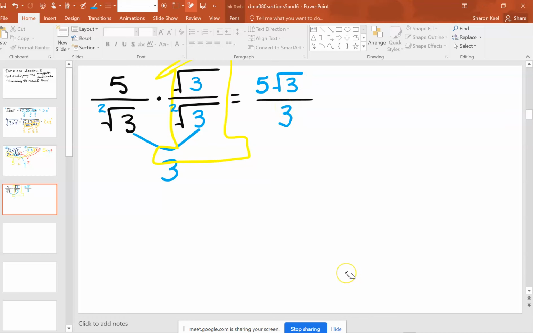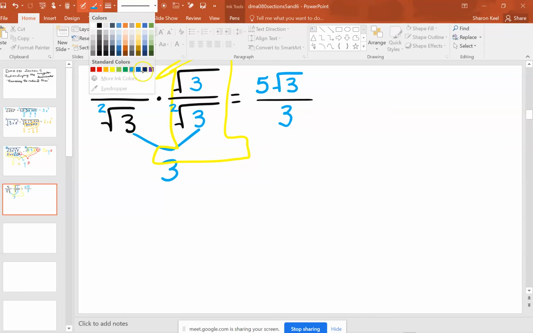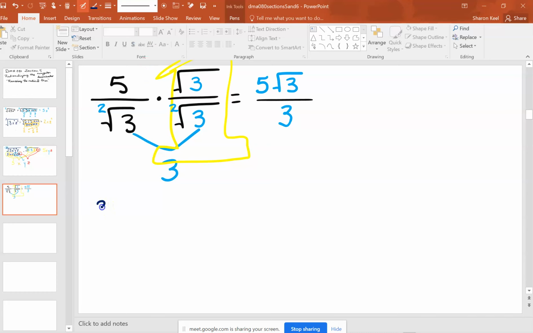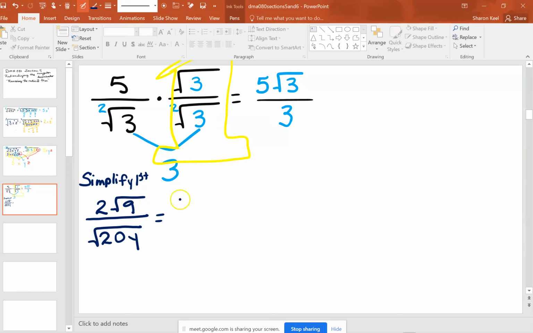Let's look at number 6 on that same page. Number 6, we have a whole number 2 square root 9 over the square root of 20y. Now, what I always recommend is if anything can be simplified, let's simplify first. When I look at the square root of 9, what is the square root of 9? It is a 3. So that means I have 2 times 3, or 2 times 3 would give me, in essence, the number 6. Square root of 9 is 3. 2 times 3 is 6.